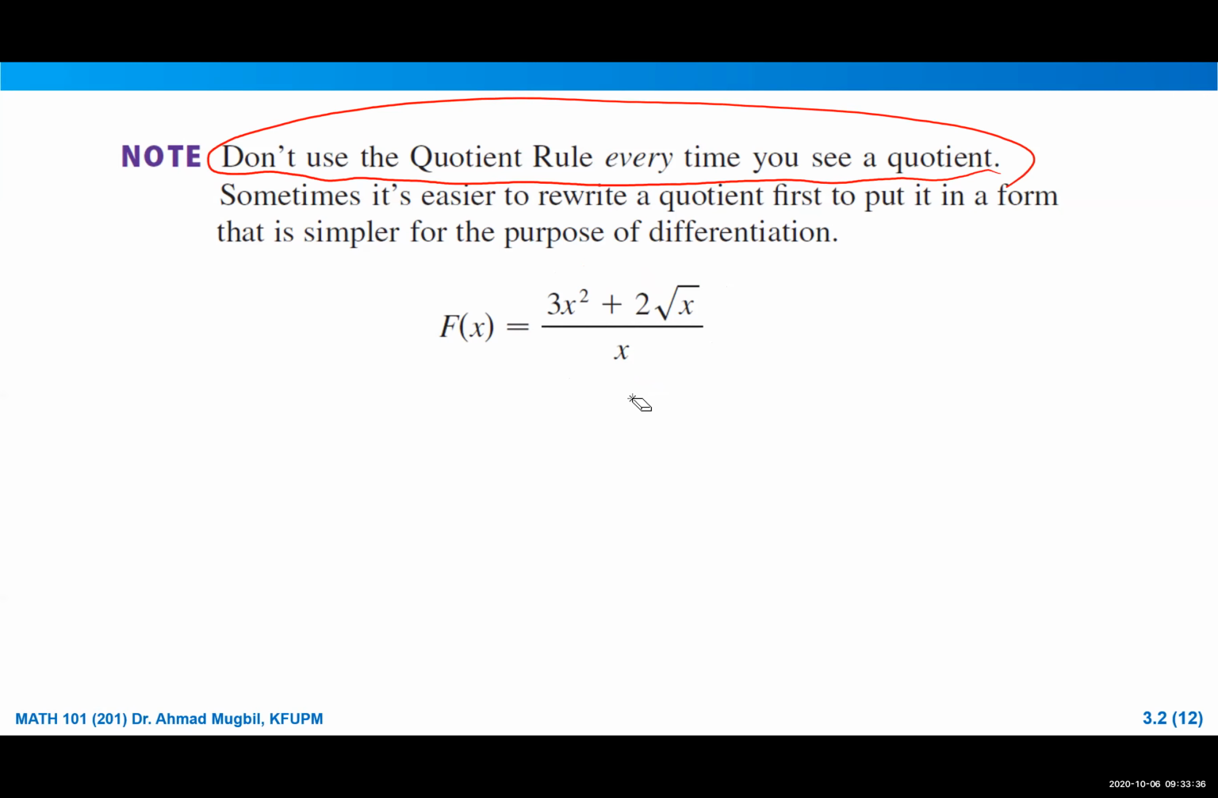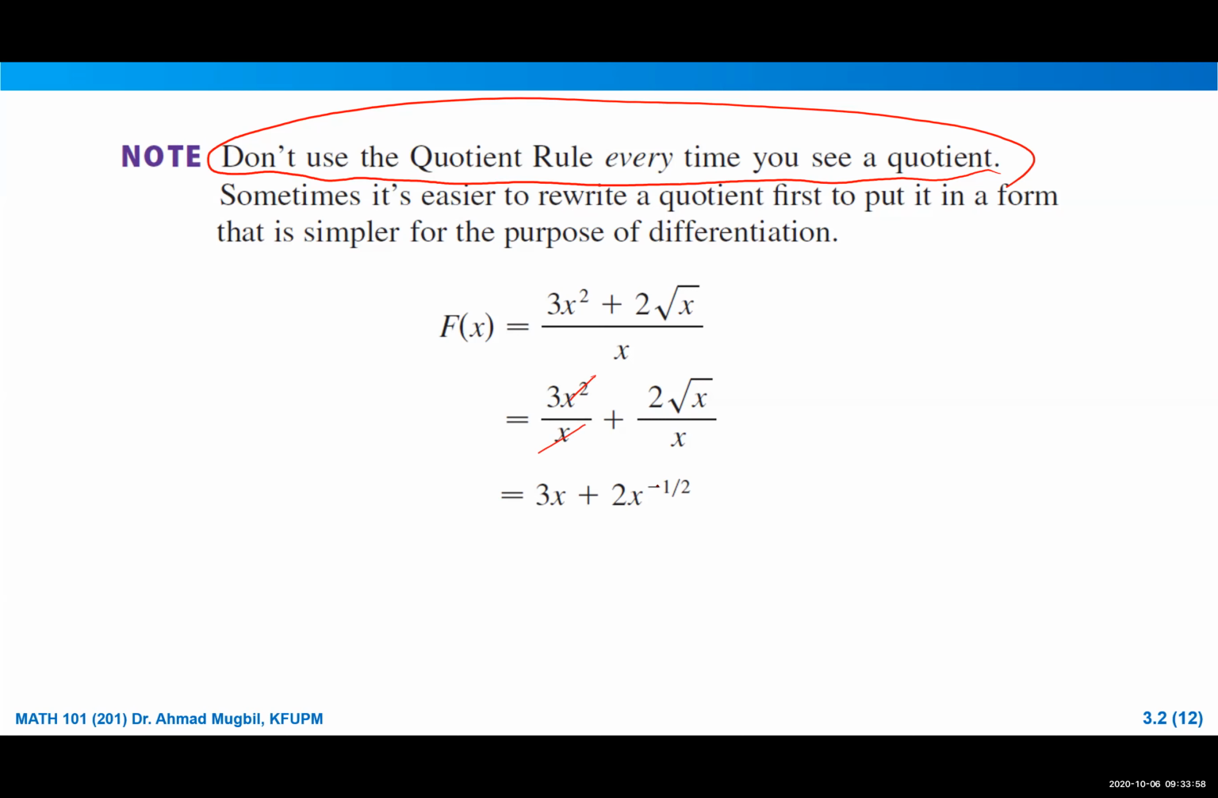But if you notice, what is this? This is 3x squared over x plus 2 square root of x over x. Simplify. What will be this? This will be 3x, because this will be cancelled with x, and it will be 2x to the power negative half. Now the derivative will be easy.